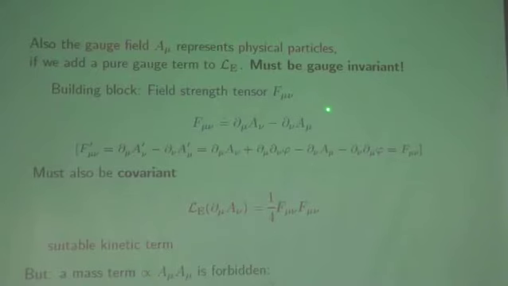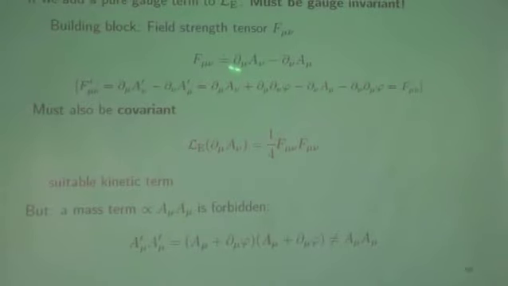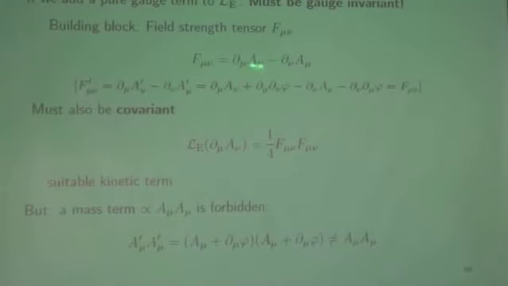A building block which has this invariance is the field strength tensor given here. So this is the transformation of the field strength tensor. Now if we insert here the A primes, then we have these extra terms, and in the usual flat space these derivatives commute, so these terms cancel. So this is the same. So this is a building block for a kinetic term, but of course we want it to be scalar, so we build an F_mu_nu F^mu_nu combination here.